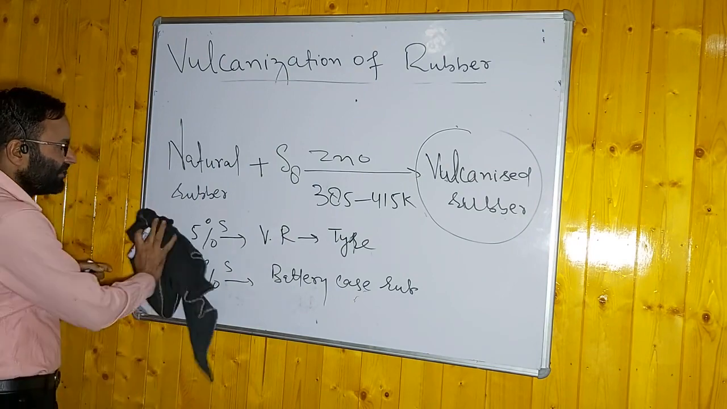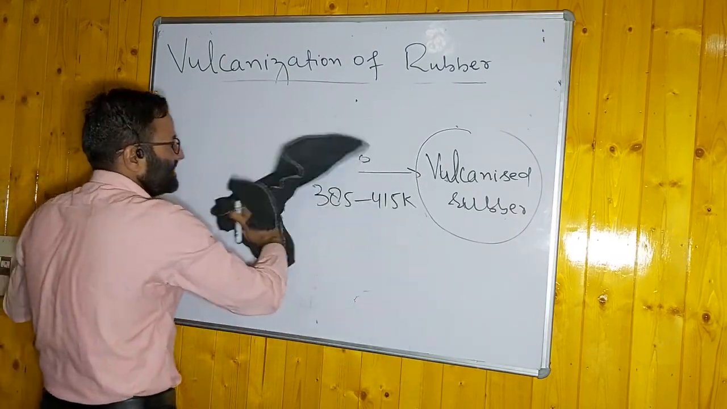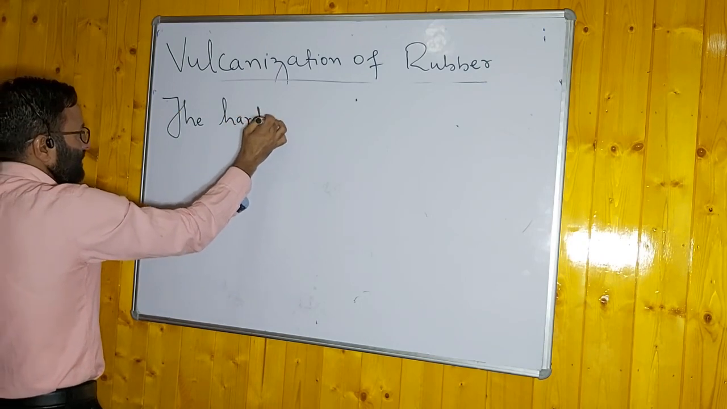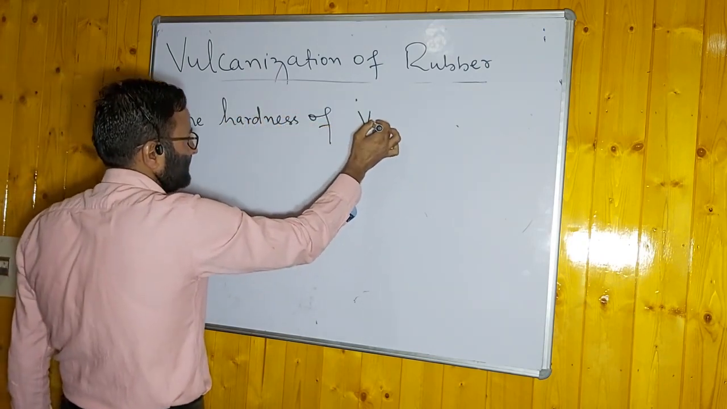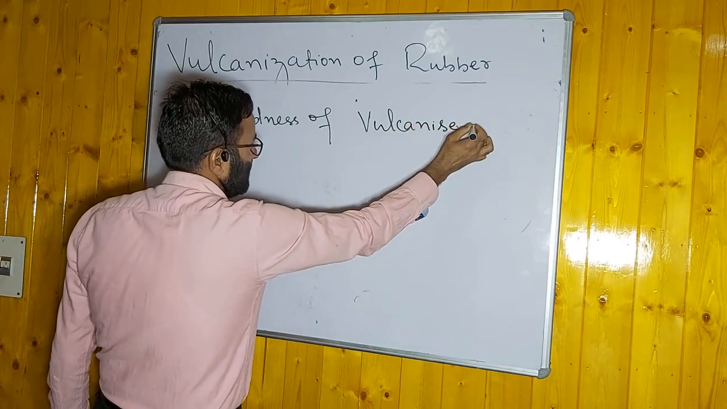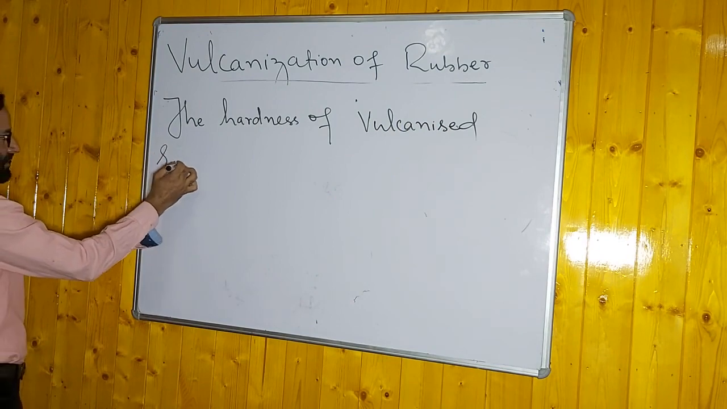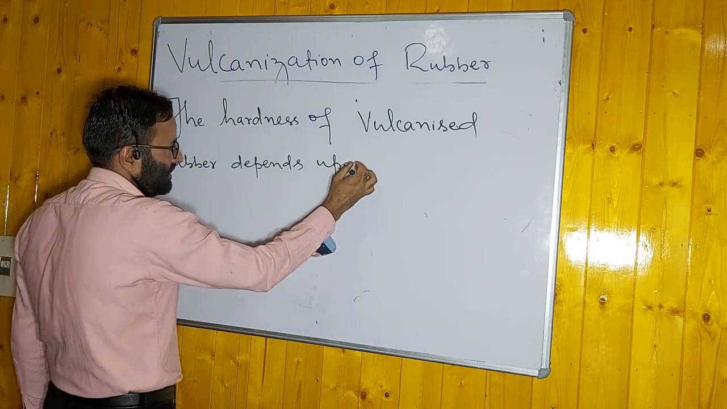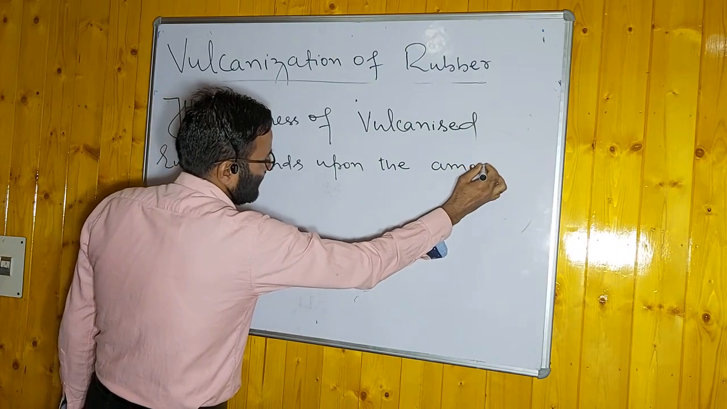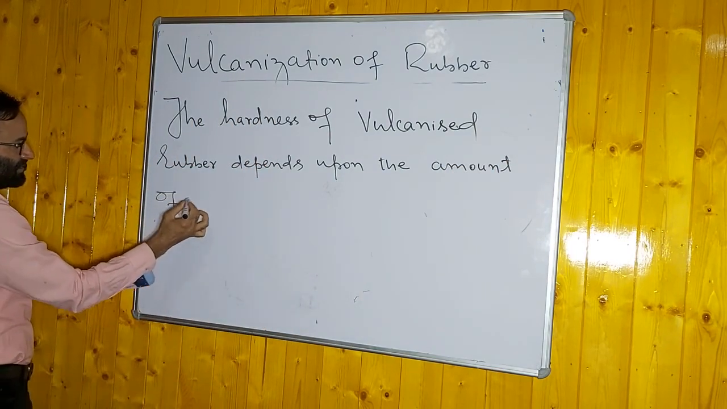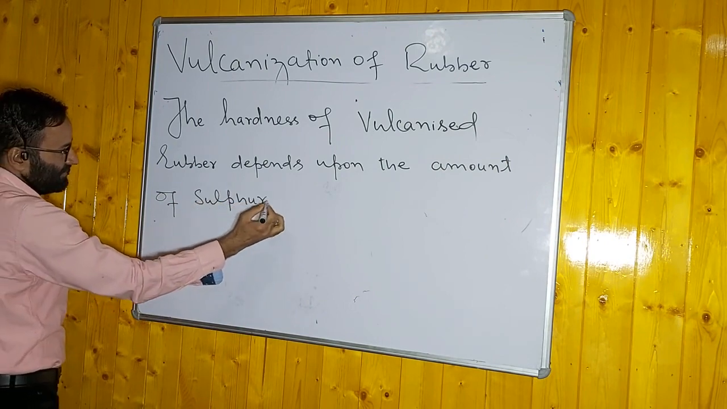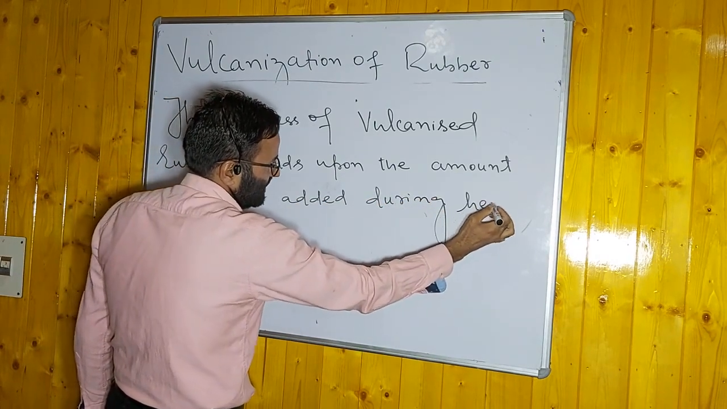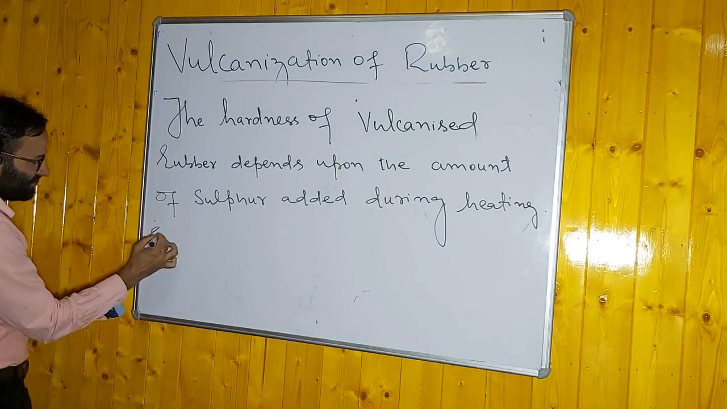You can also remember this point. The hardness of vulcanized rubber depends upon the amount of sulfur added during heating. Around this point, you have to mention two examples.